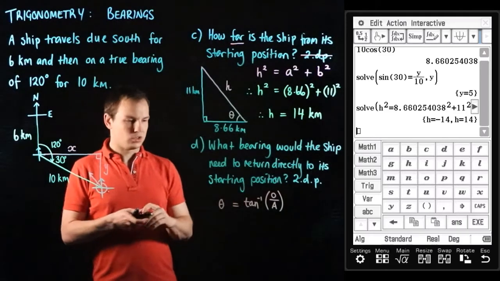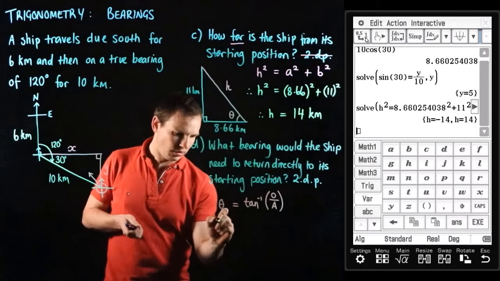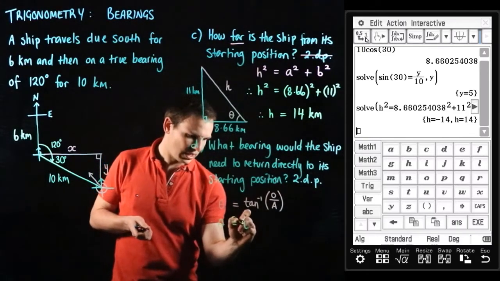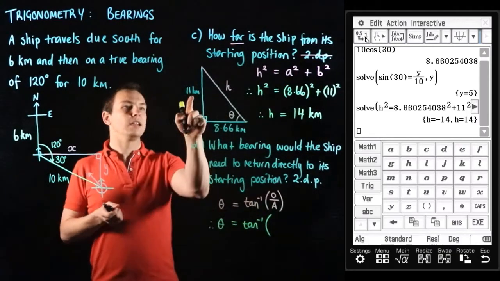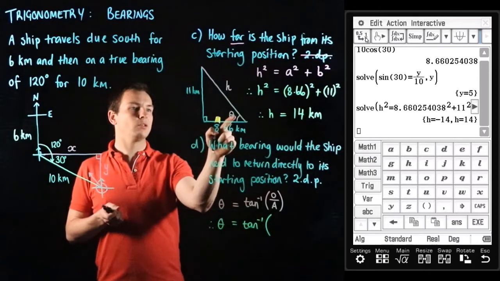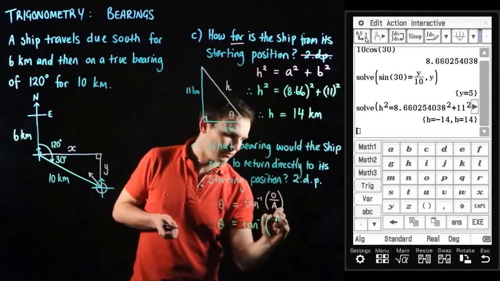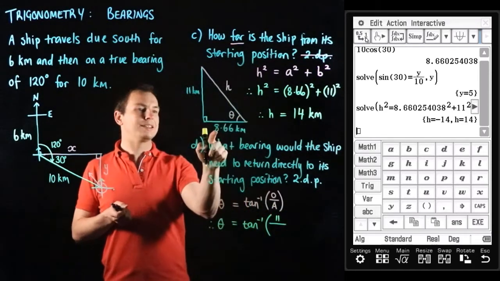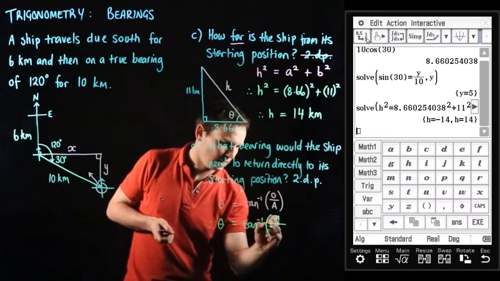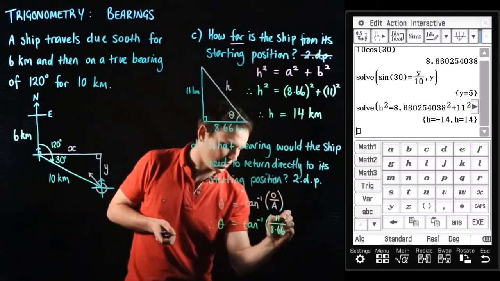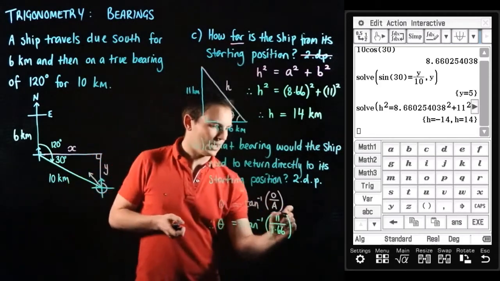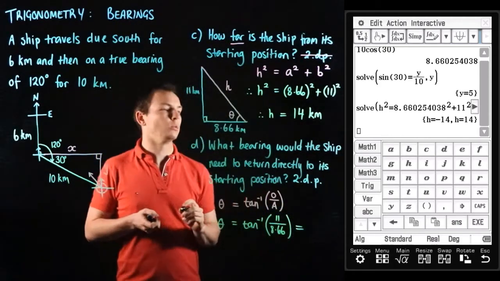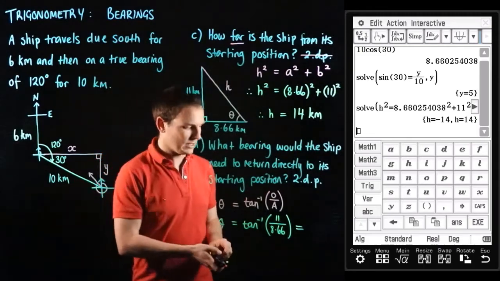So what we're going to do is we're going to find that the angle theta is going to equal tan inverse, and the opposite is the 11 kilometers to that angle, so that's opposite. And then the adjacent is the 8.66. But in the calculator, we'll definitely use the unrounded value there to help us out. So that's our next job, is to find what that equals to perhaps 2 decimal places.